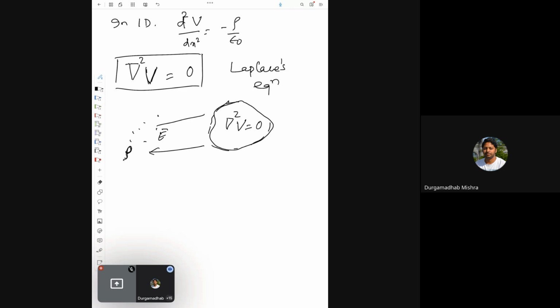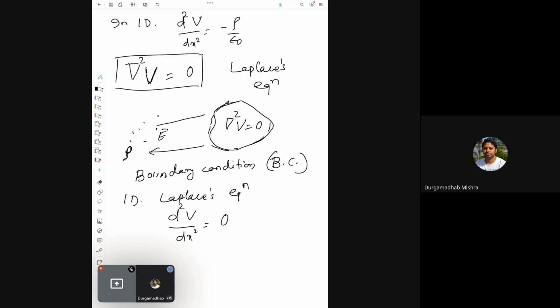Okay, so it is not easy to find a solution for this. We need something called a boundary condition to solve this differential equation. So this is again a differential equation, and we need a boundary condition to solve it. What it means is, in 1D, the Laplace equation becomes d square v by dx square is equal to 0.